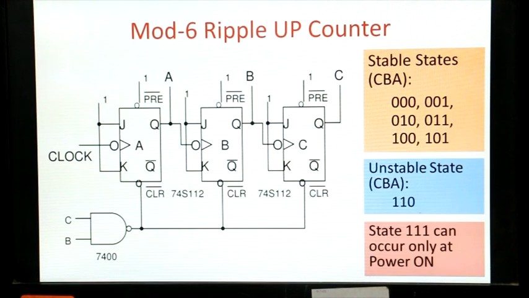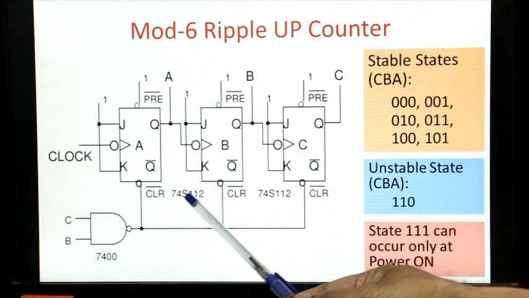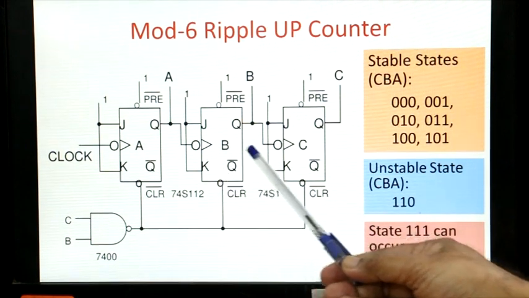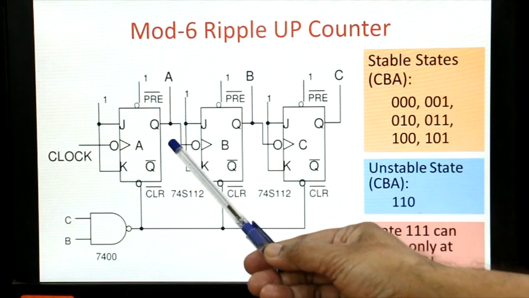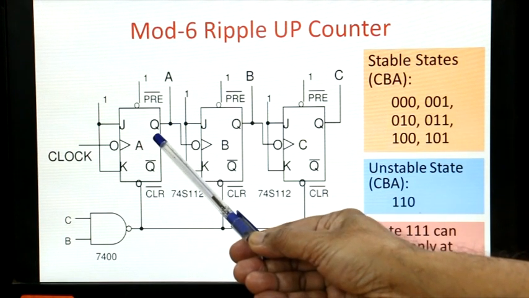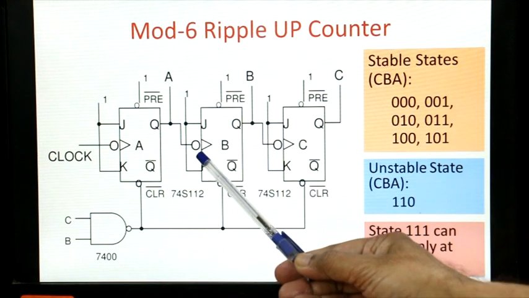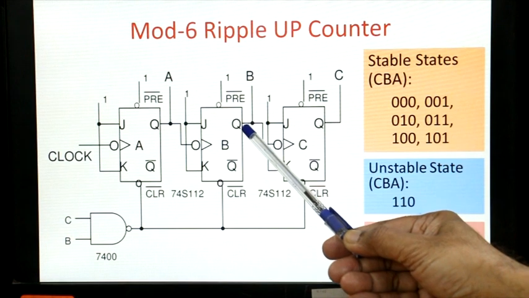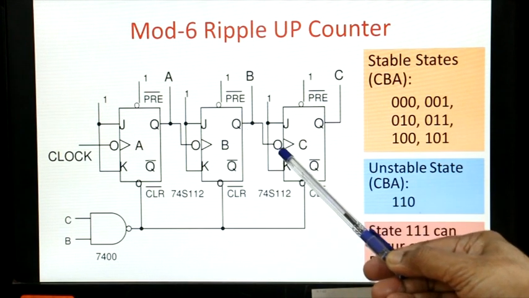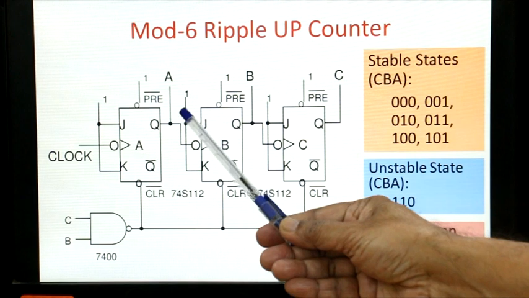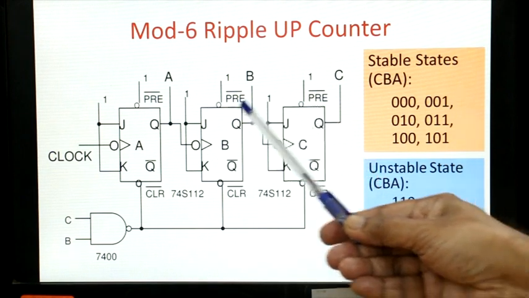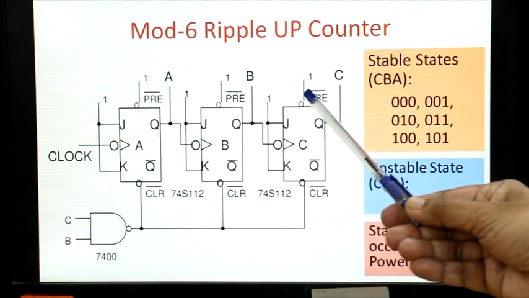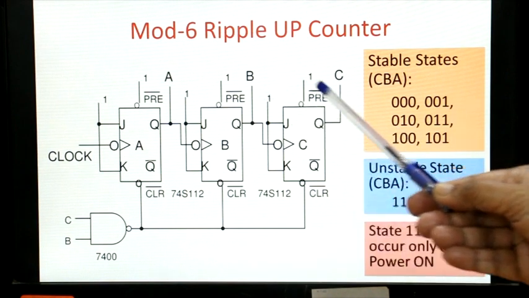Let me show you the circuit diagram. Once again, we have shown all the circuit diagrams and how it works. You can see that we are using 74S112 negative edge triggered flip-flops, with Q of the first flip-flop, QA, connected as the clock of the second flip-flop, the B flip-flop, and the B flip-flop's output QB connected as the clock of the next flip-flop. You can see that the preset inputs are disabled by connecting a 1 to all of them, meaning they will not come into action.